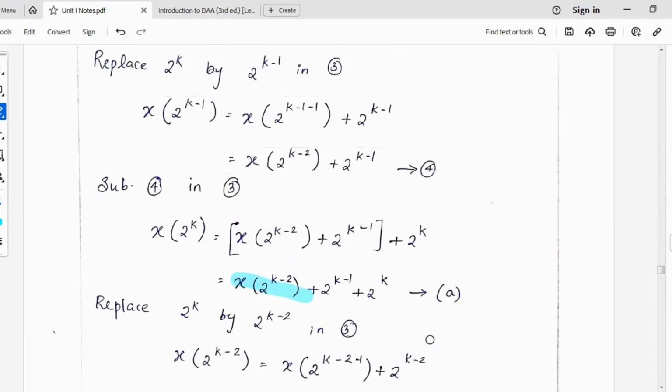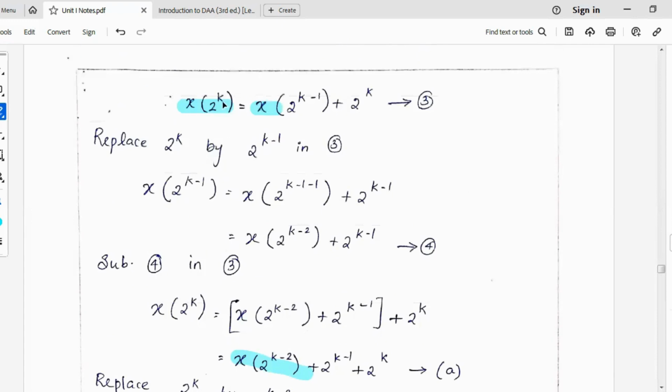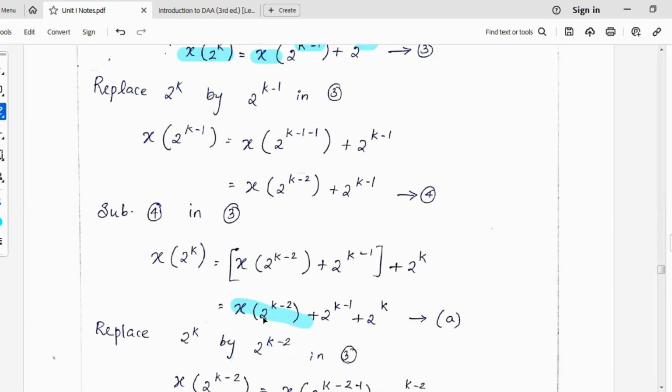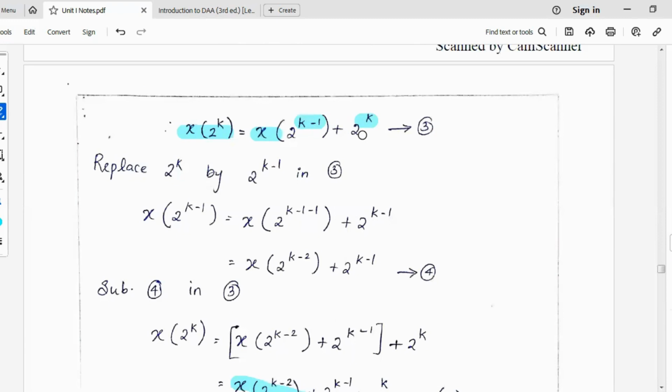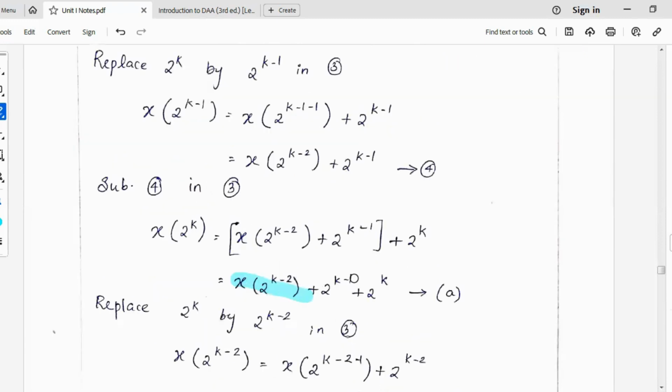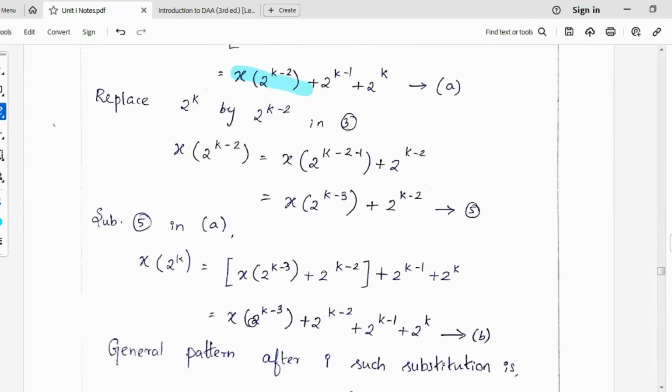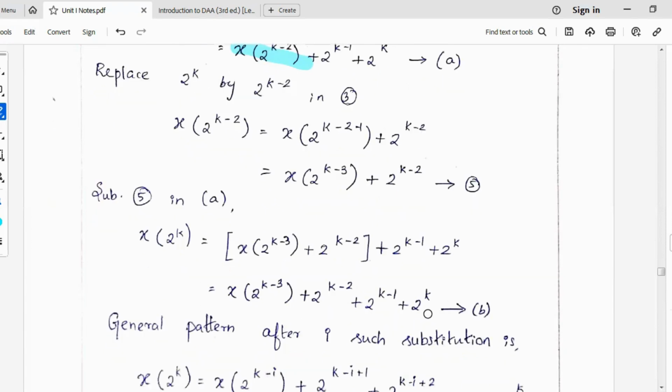Initially it is x of 2 power k equal to x of 2 power k minus 1 plus 2 power k, right? Here minus 1, here k. In the second one, x of 2 power k minus 2 plus 2 power k minus 1, again plus 2 power k, right? So here k minus 1, k; here k minus 2, k minus 1, k. In the third backward substitution, I am getting k minus 3, k minus 2, k minus 1 and k. So now from this we can find a general pattern.